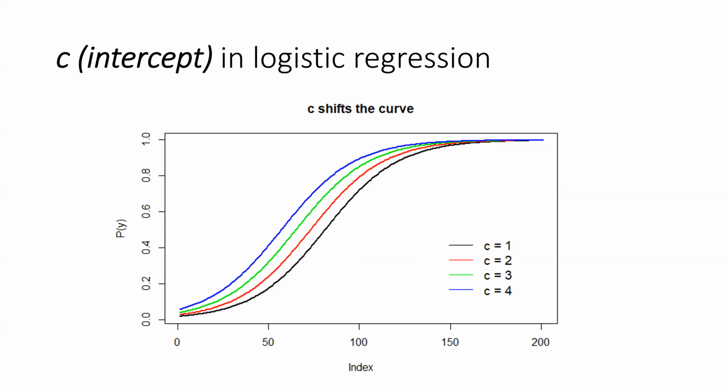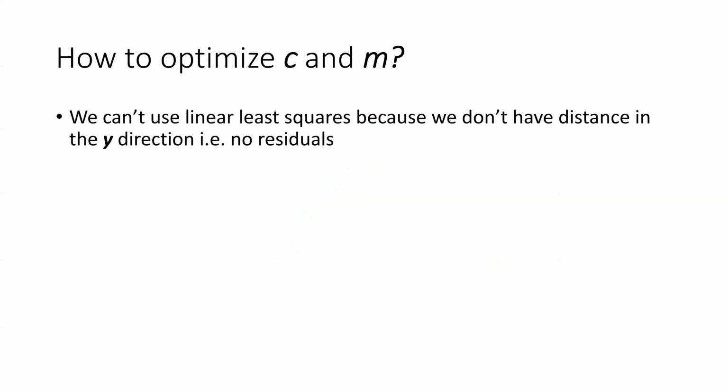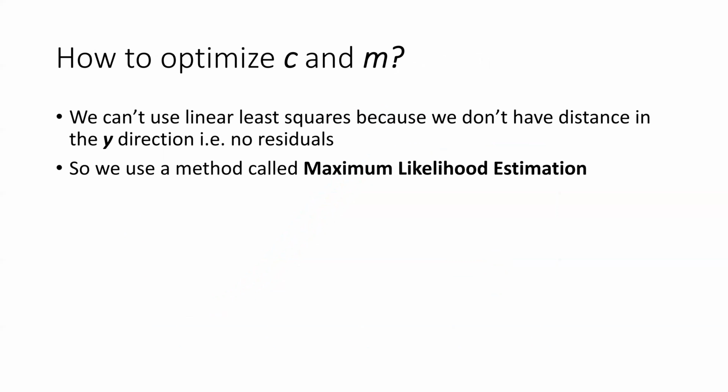Okay, so how do we do this for logistic regression? How do we optimize for M and C in logistic regression? And remember, throughout this course, you will hear me say the word optimization so many times you could set up a drinking game and be pretty blotto by the end of it, okay? So optimization is the theme of this course. So how do we optimize them? We can't use linear least squares in this case because we don't have a distance in the y direction, i.e. no residuals.